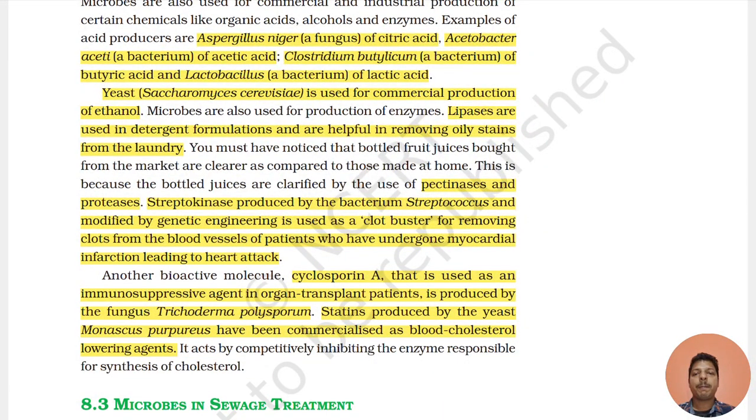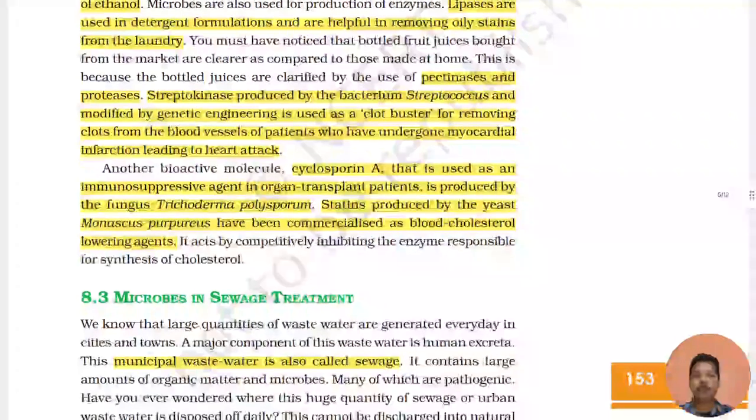And also here we all notice that the bottled fruit juices bought from the market are clearer as compared to those made at home. This is because the bottled juices are clarified by the use of pectinase and protease. Streptokinase, produced by the bacterium Streptococcus and modified by genetic engineering, is used as a clot buster for removing clots from the blood vessels of patients who have undergone myocardial infarction leading to heart attack.